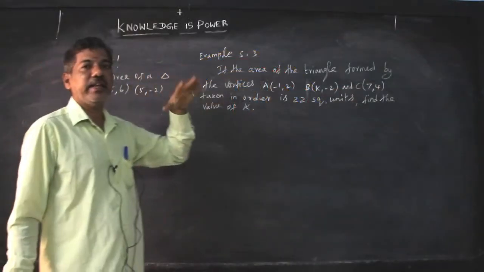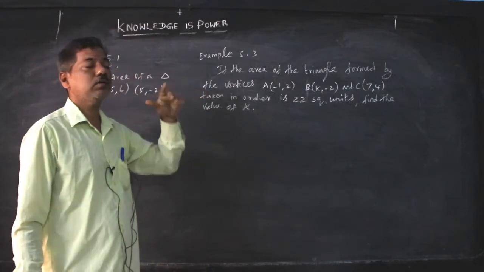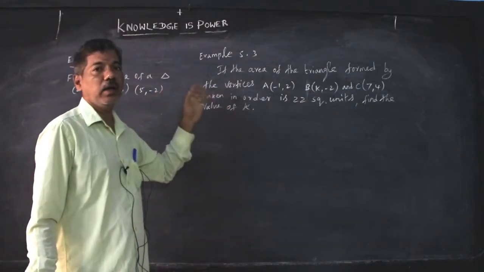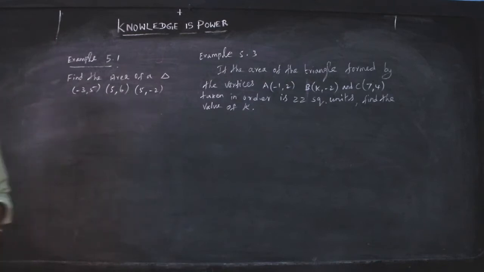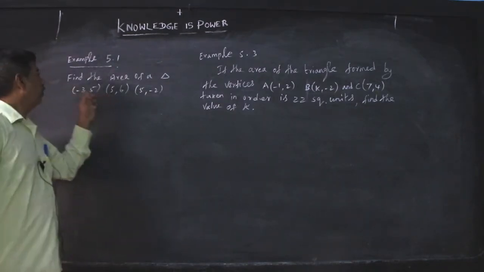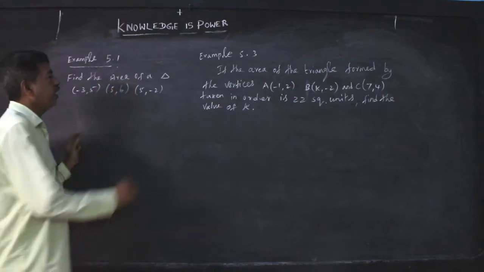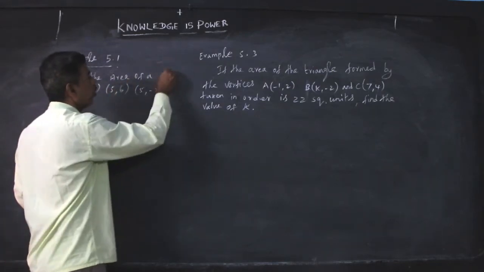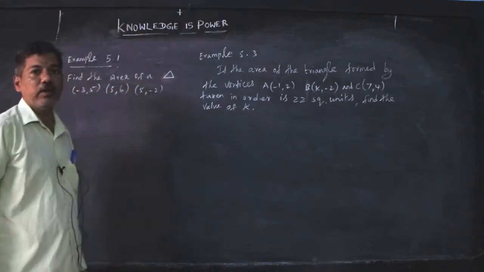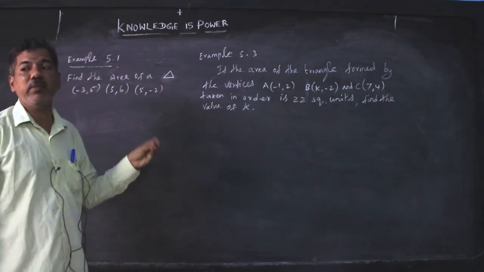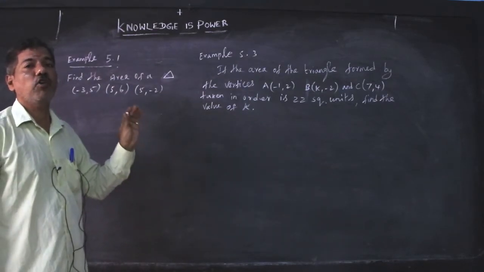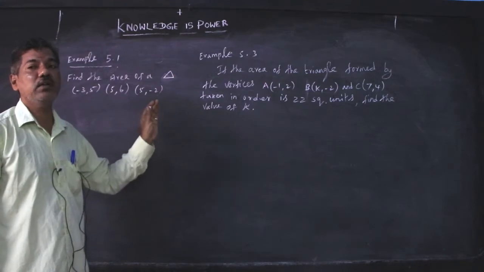In the previous class, I gave some introduction related to coordinate geometry, and I also explained certain formulas. So now, find the area of a triangle. I also explained the formulas yesterday. What is the formula? How do we represent it?